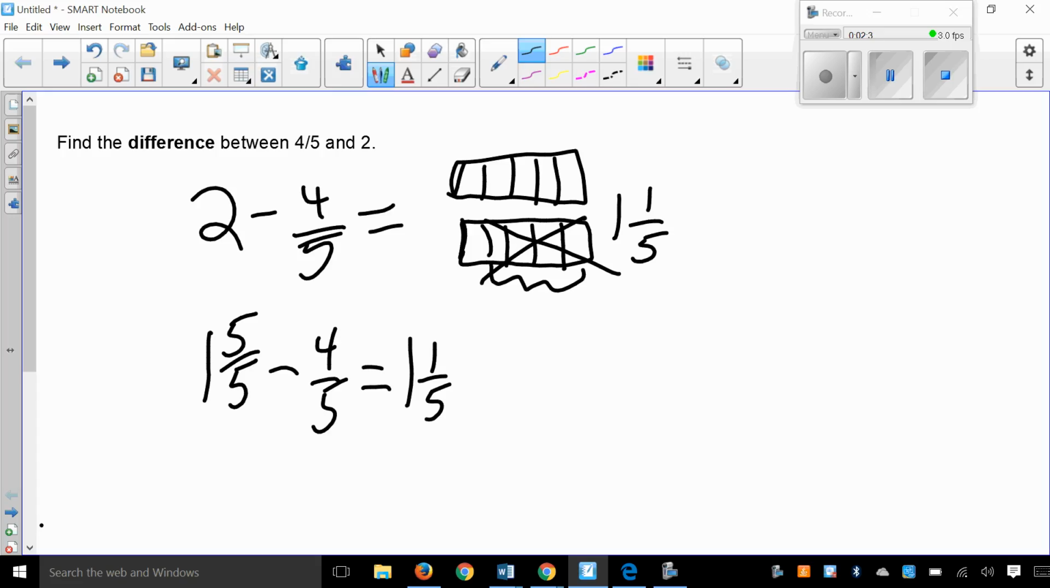And a third way I could solve this is by using a number line. So I can start my number line at 0 if I want, but I know that it has to go up to 2. And again, I'm going to look at the denominator from 4/5, and that tells me that I'm going to divide each of my wholes into 5 equal parts, and each part has a value of 1/5.